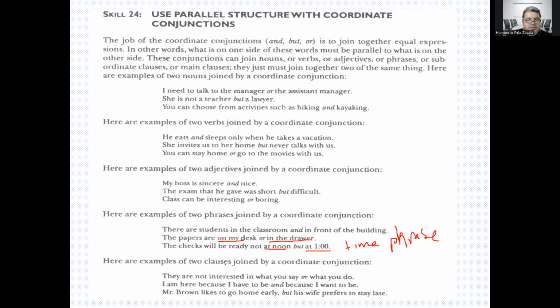And here are examples of two clauses joined by a coordinate conjunction. They're not interested in what you say or what you do. What you say, what you do. Right?